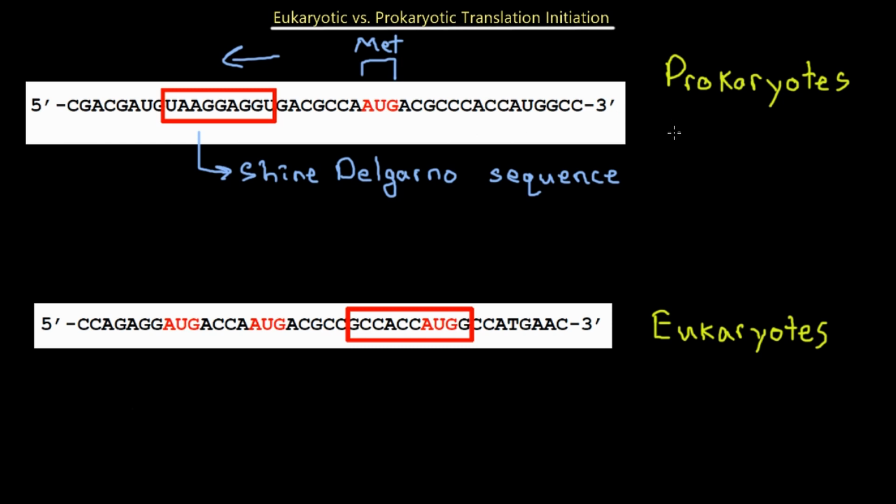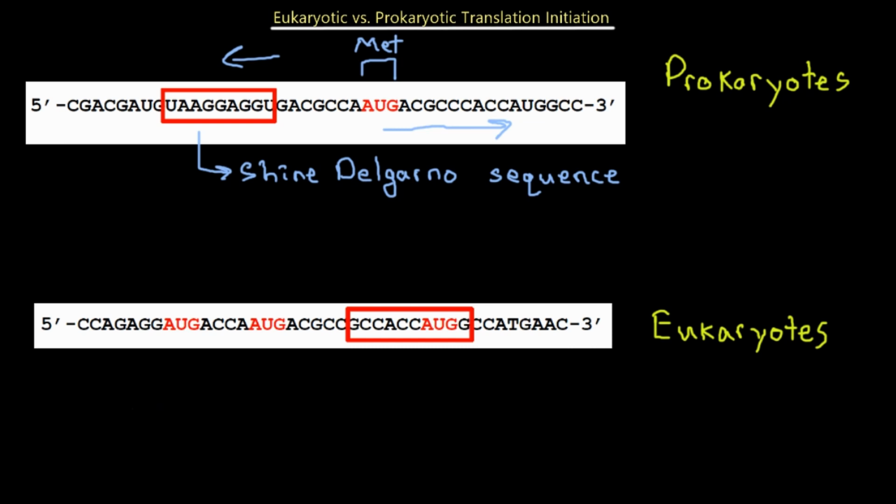So again, prokaryotes are going to have the ribosomes bind to the Shine-Dalgarno sequence. It's just a specific sequence of nucleotides that they're going to bind to, and then they're going to scan 5' to 3' to find the first AUG start codon, and from there on, it will begin its translation. However, in eukaryotes, things are a little bit different.